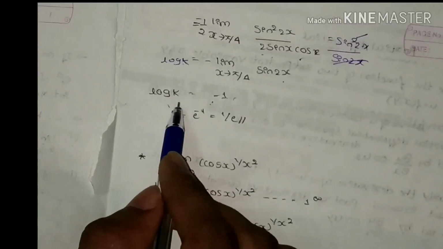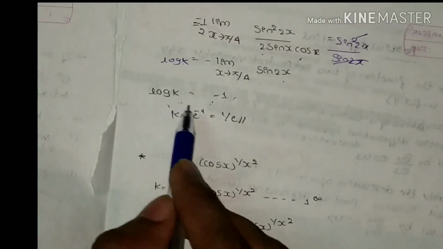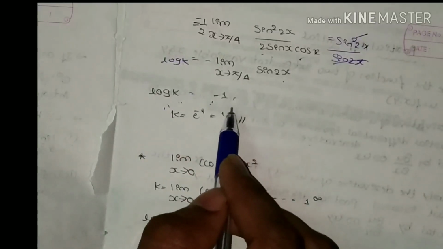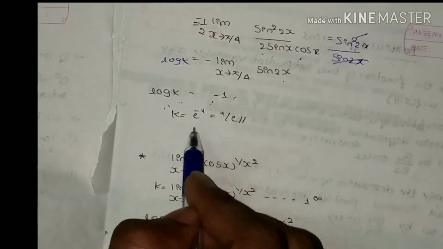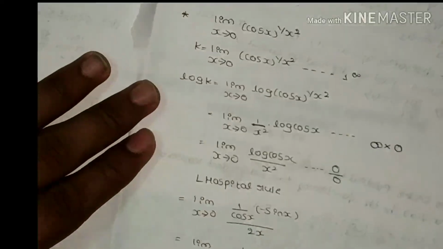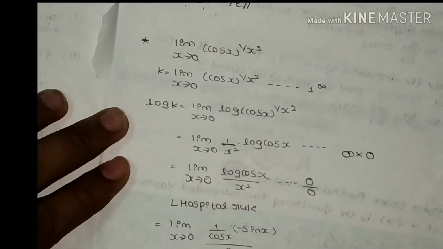We have log k, and we want to find the value of k. When the log goes to this side, it becomes exponential, that is k is equal to e raised to minus 1, or 1 by e, is the final answer. Okay, then next one.